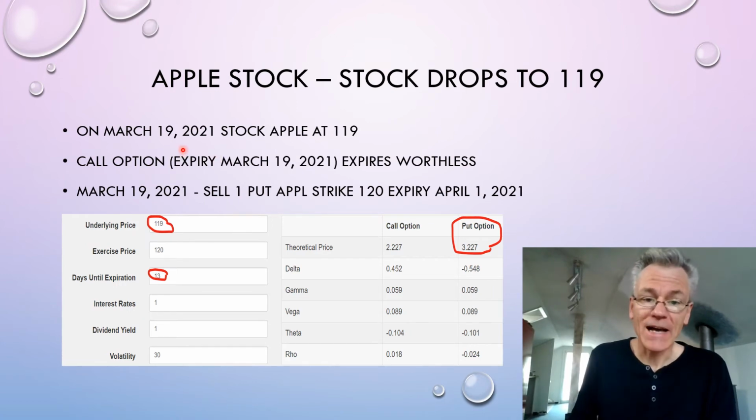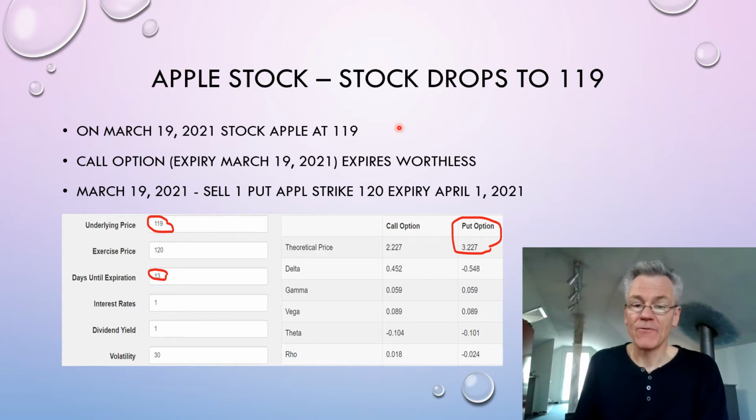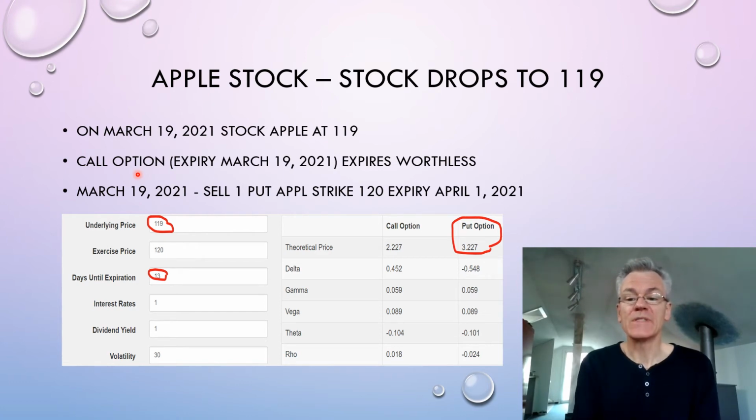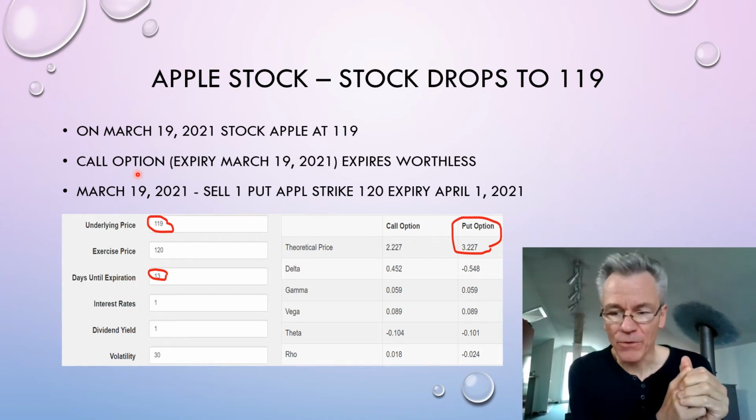So on March 19, things get worse for Apple, more or less. It went down to 119. So the call option, which actually was the obligation to sell or to deliver the stock at 130, expires worthless. But then I said to myself, well, this is really now quite a heavy drop of Apple.